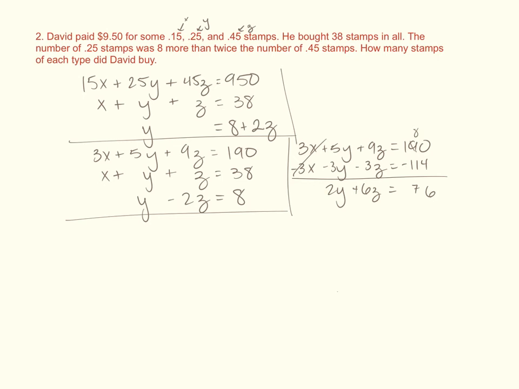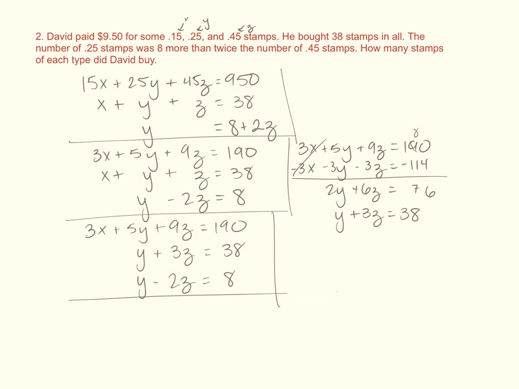Before I put that back in though, I'm going to divide it by 2 so that I can get a smaller number. So this ends up being y plus 3z equals 38. Right? So I have 3x plus 5y plus 9z is equal to 190, and y plus 3z is equal to 38, and y minus 2z is equal to 8.